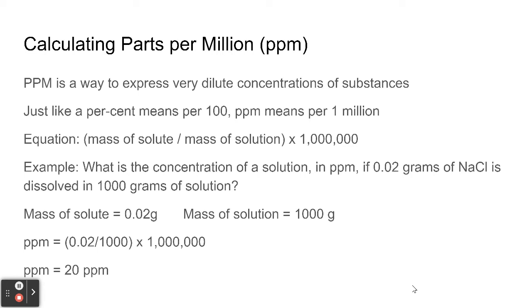So notice when you do the 0.02 divided by 1,000, you should get a really small number. So this is a super dilute substance, and ppm expresses very dilute substances. So since our number is so small in that division, it's only logical that we multiply it by 1,000,000 to give us the ppm. So that's the reason people will use ppm for various solutions.